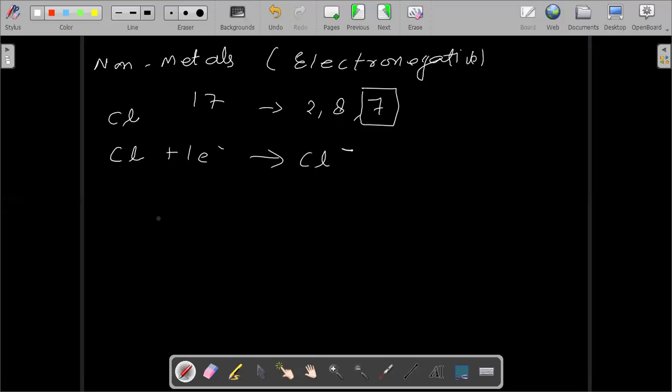If you take fluorine, fluorine accepts one electron and forms the fluoride ion, F minus. Got it?